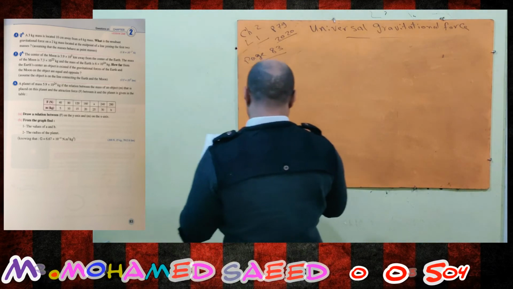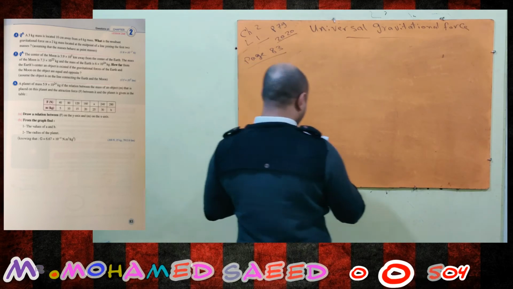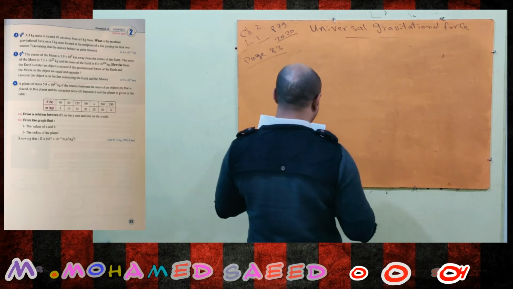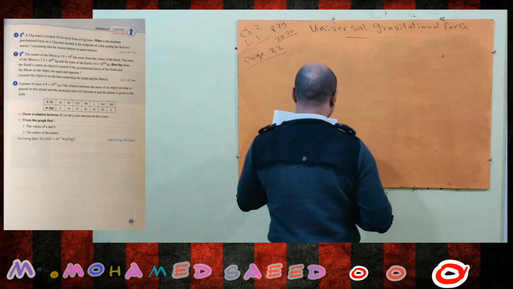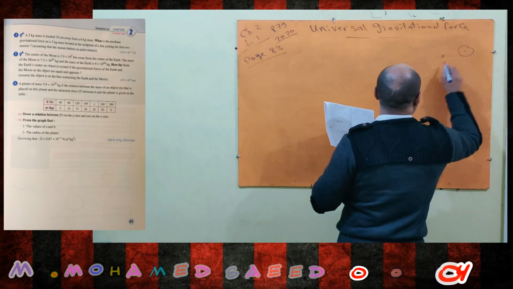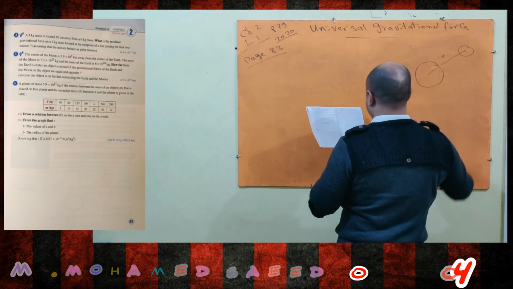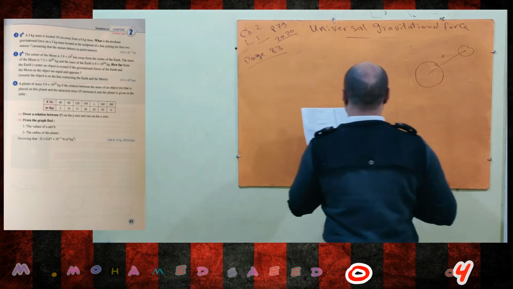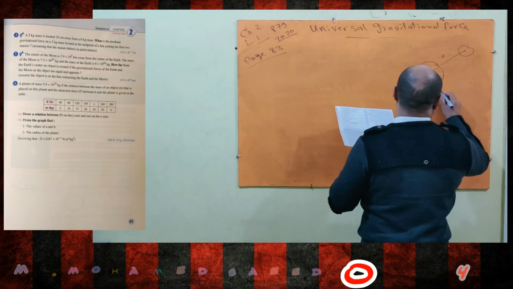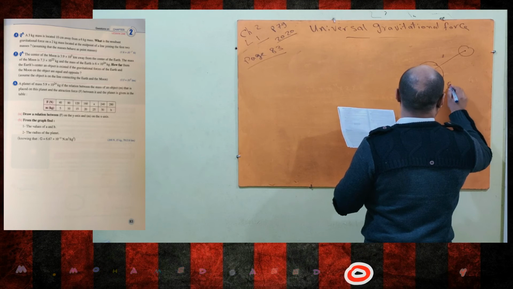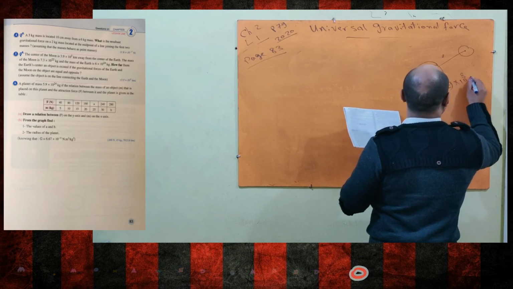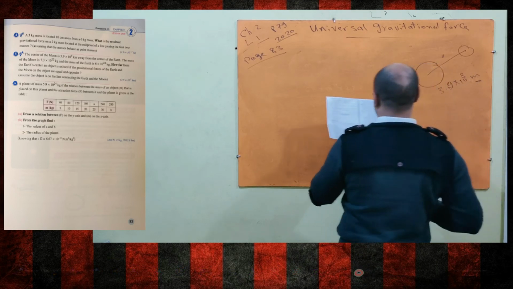Question number 5. The center of the moon is 3.9 times 10 to the power 5 kilometers away from the center of the earth. From center of the moon to center of the earth, 3.9 times 10 to the power 8 meters. You should convert it from kilometers into meters.